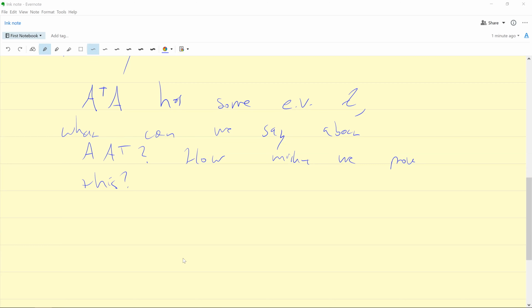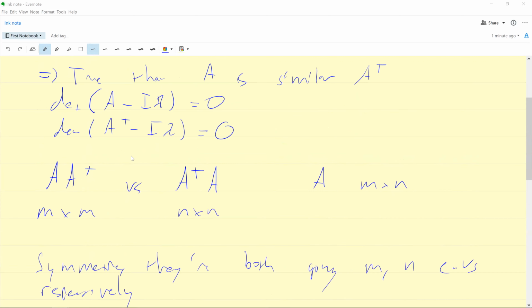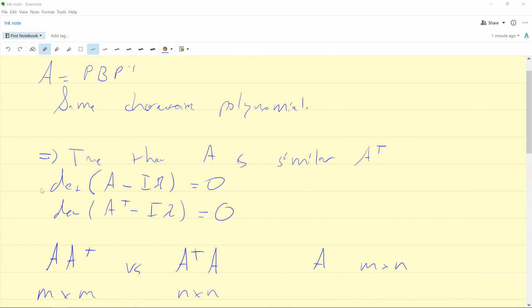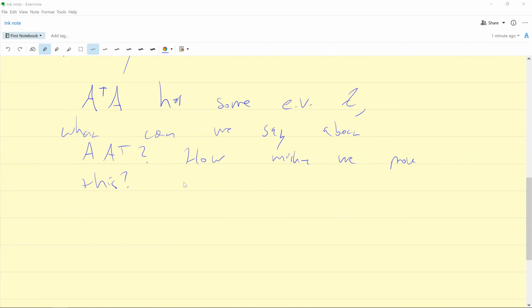For whoever just joined, we're talking about the eigenvalues of A transpose A versus A A transpose. I pointed out that in the n by n case, A is similar to A transpose, so they have the same characteristic polynomial. Now we're thinking about what it might look like for the non-square case.